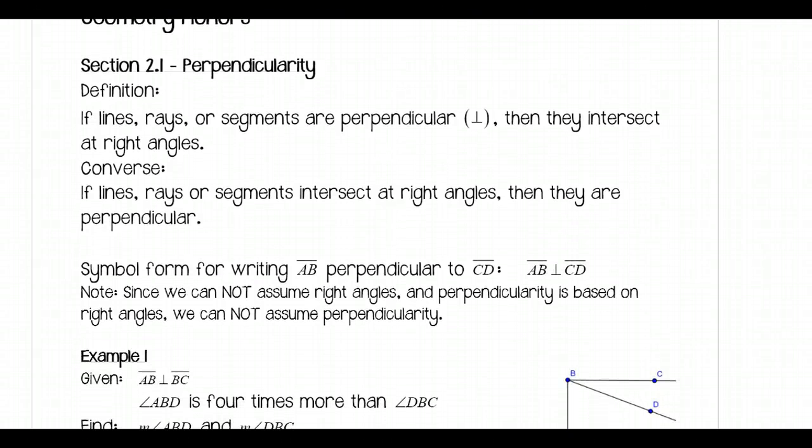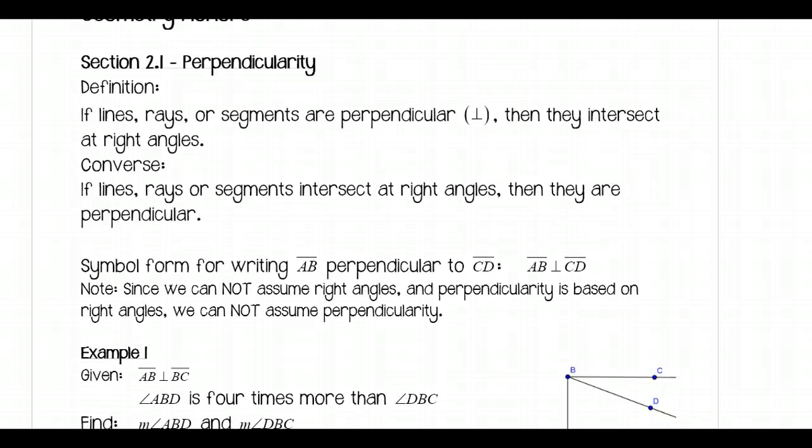We've got if lines, rays, or segments are perpendicular, and notice the symbol I have here for perpendicular. It's like an upside down capital T. Feel free to use the symbol anytime you would use the word perpendicular. Then they intersect at right angles.